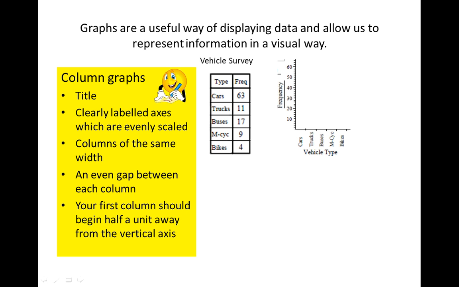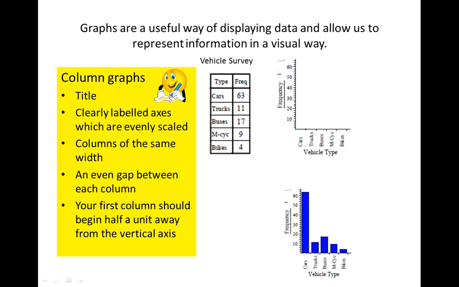Along the bottom you can see I've got the types of vehicles: cars, trucks, buses, motorcycles, bikes, etc. So I have labelled the horizontal axis vehicle type, I've labelled the vertical axis frequency, and I've used a ruler to draw up my horizontal and vertical axis. So now I'm ready to start constructing the columns.